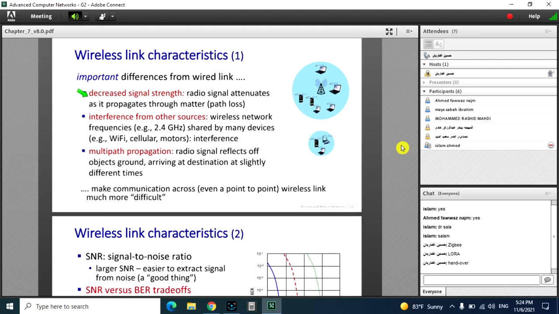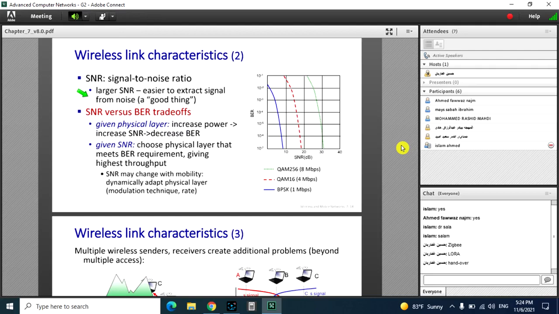Let me show you another characteristic of wireless networks. We have a special criterion. We call it SNR, or signal to noise ratio. SNR means how much the power of my signal is higher than the power of noise in my network. Noises are some bad signals in my network. I cannot control them, okay?